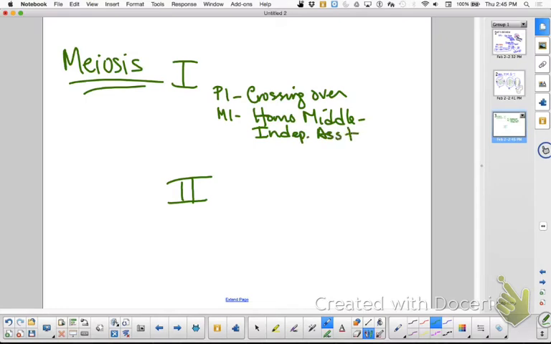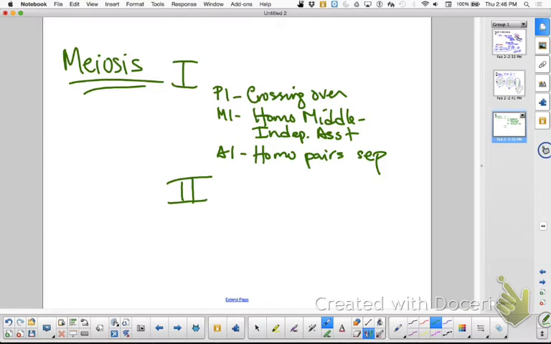What happens in anaphase 1? The pairs break apart. Who breaks apart? The homologous pairs separate. Okay? How many cells do I now have? 2. Okay? Any key event in prophase 2?